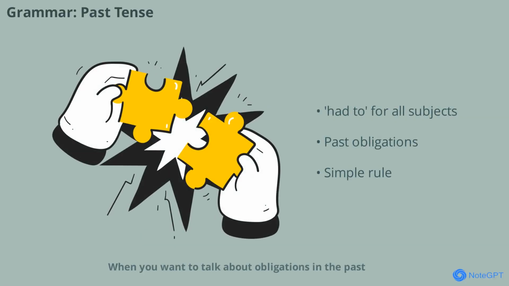When you want to talk about obligations in the past, use had to for all subjects. It doesn't matter if you're talking about yourself, someone else, or a group, had to is always the right form. For example, yesterday I had to work late. This makes it easy to remember because you don't have to change the verb for different people.